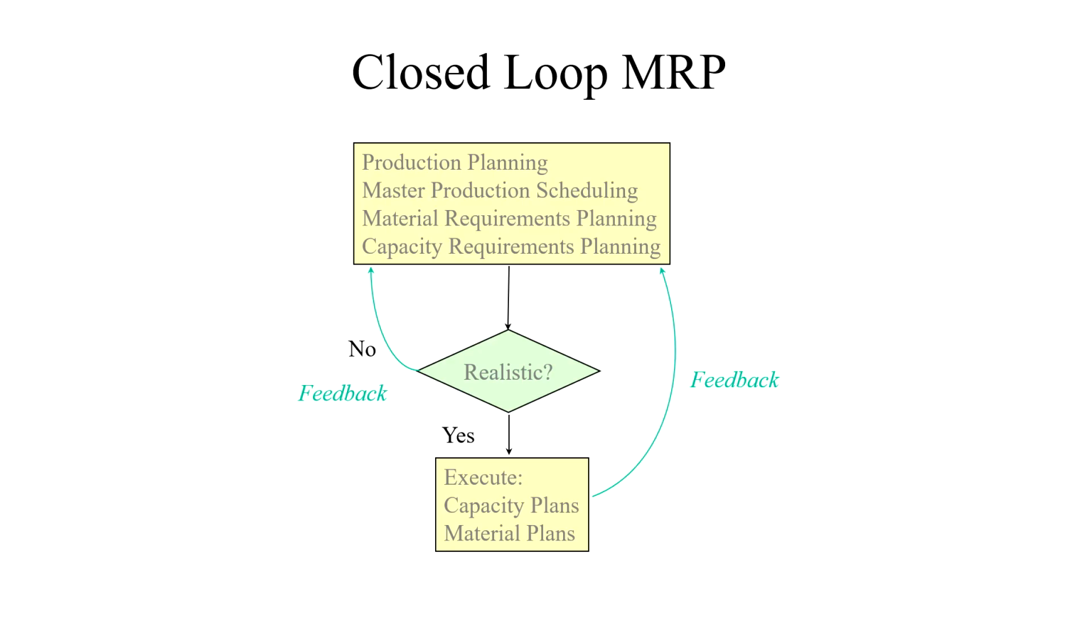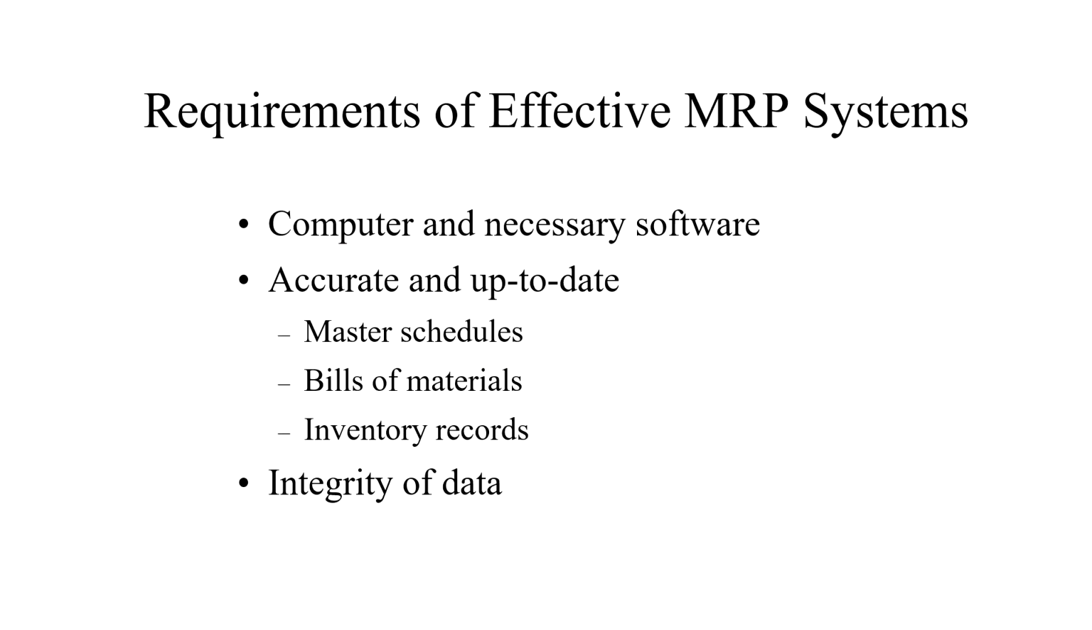So requirements, MRP in service and MRP. Essential requirements for MRP, its use in service industries and the evolution of manufacturing resources planning. So they must have a computer and necessary software. Crucially, the system is going to rely on accurate and up-to-date information in the master schedule, bill of materials, and inventory records. Data integrity is essential in this.